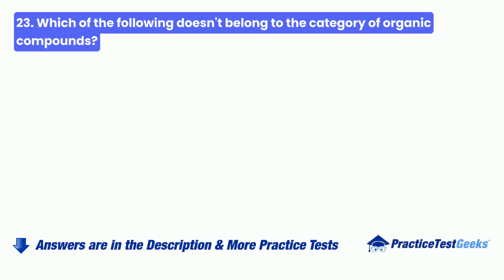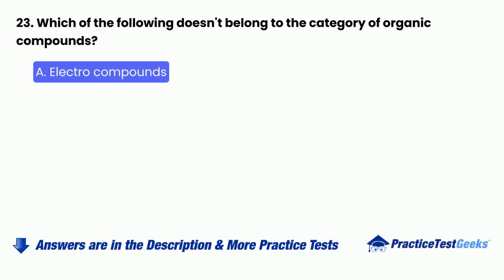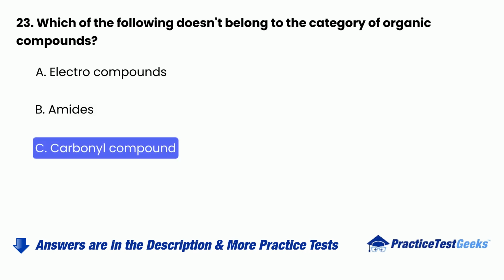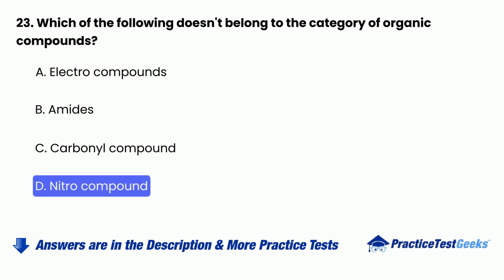23. Which of the following doesn't belong to the category of organic compounds? A. Electrocompounds. B. Amides. C. Carbonyl compound. D. Nitro compound.